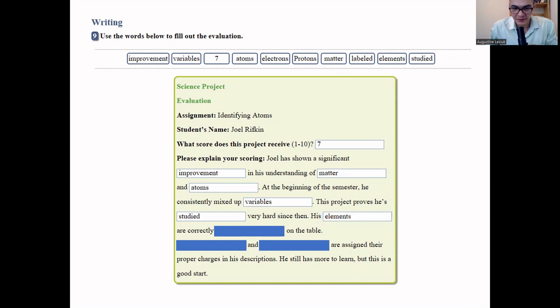His elements are correctly labeled on the table. Protons and electrons are assigned their proper charges in his descriptions. He still has more to learn, but this is a good start. Okay, so those are the answers. Moving on.